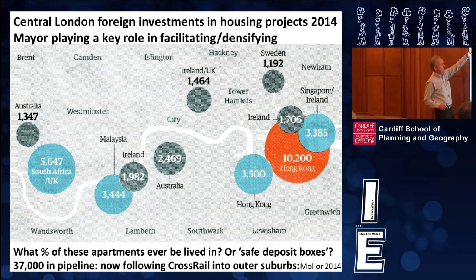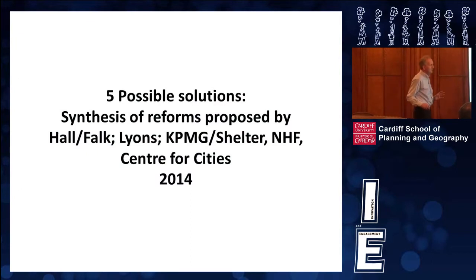This is a recent piece of analysis by Molyar Consultants, and this is Earl's Court, this is Westfield area, this is Vauxhall, this is Southwark, this is Greenwich, here Greenwich Millennium Village. We've got something like 37,000 apartments in the pipeline. They're very expensive. A lot of them have been bought by city people with their bonuses, but the level of overseas ownership is very high. And what has been happening against the rules is that they've been marketed first abroad and only latterly in the UK.